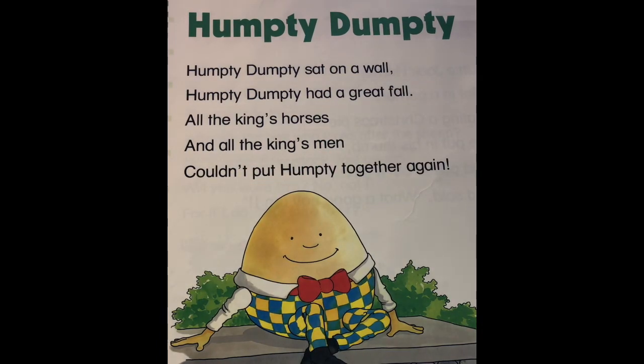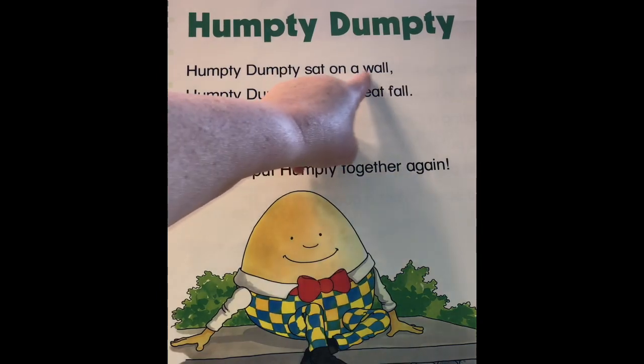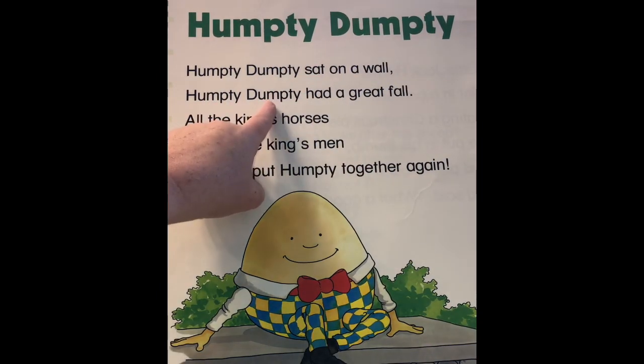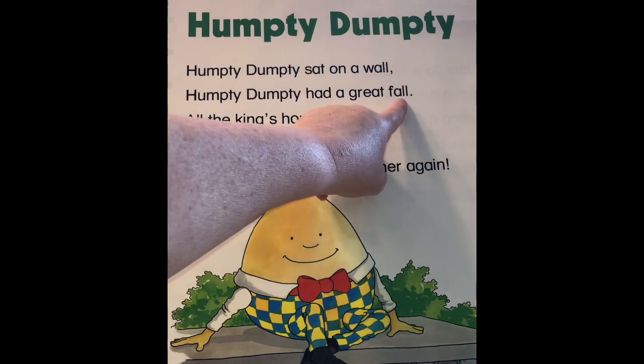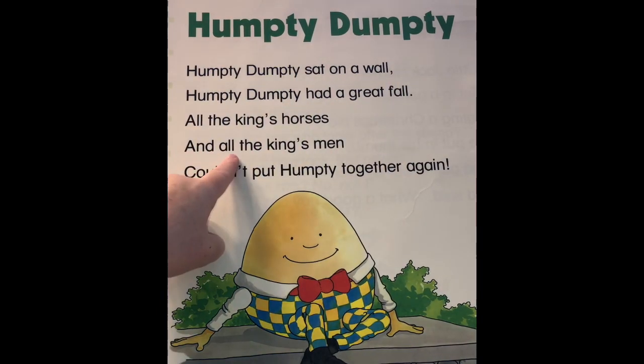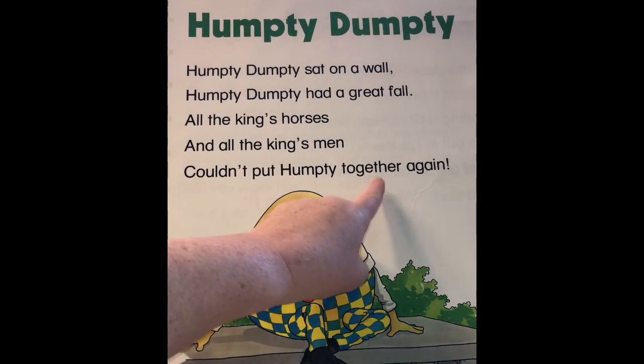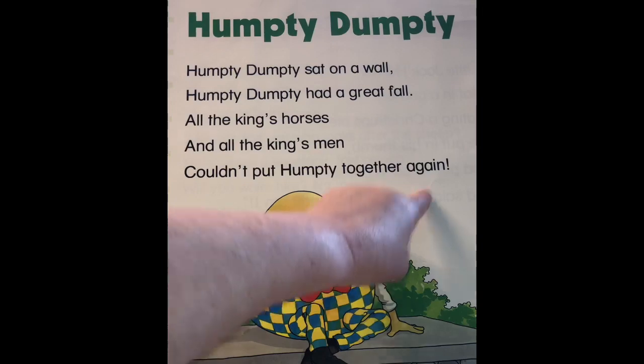Let's read it one more time. Humpty Dumpty sat on a wall. Humpty Dumpty had a great fall. All the king's horses and all the king's men couldn't put Humpty together again.